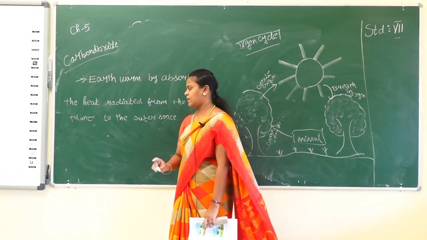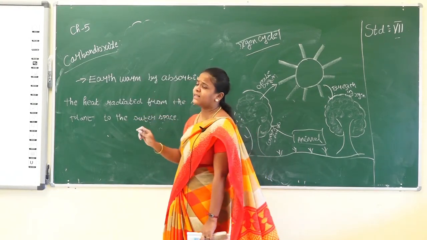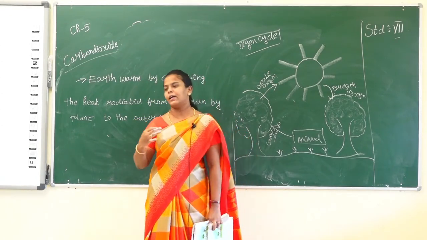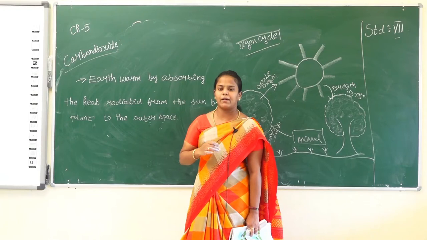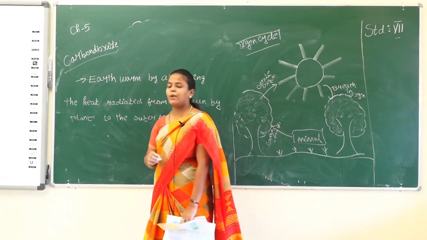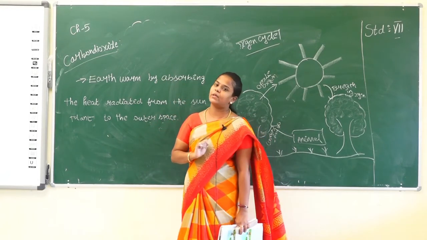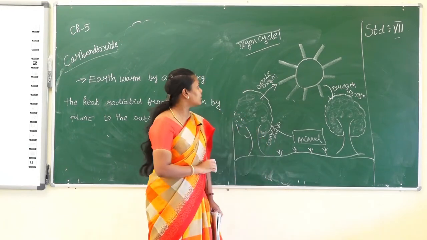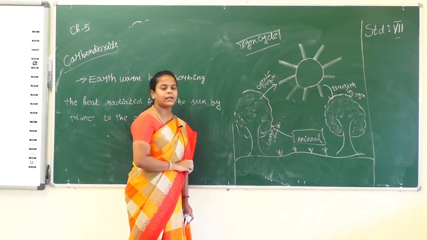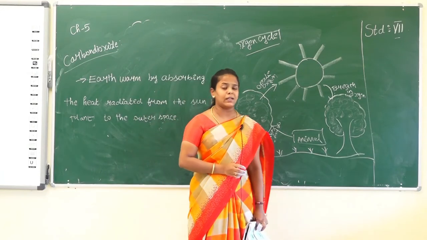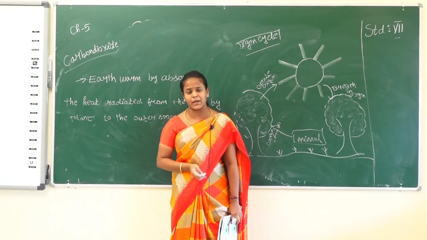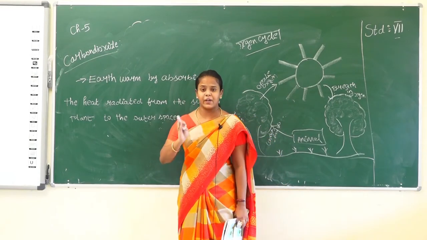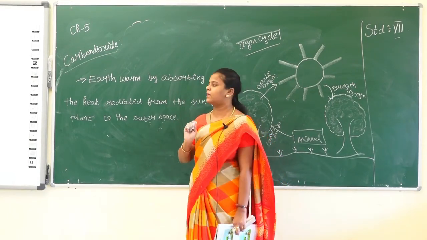So the next thing is, when there is an automatic increase in the heat, that is the temperature, what will form? Global warming will be formed. So this is the thing coming to carbon dioxide. Next, these are the major gases. What are they, students? It is nothing but oxygen, nitrogen and carbon dioxide. These are the three major gases.